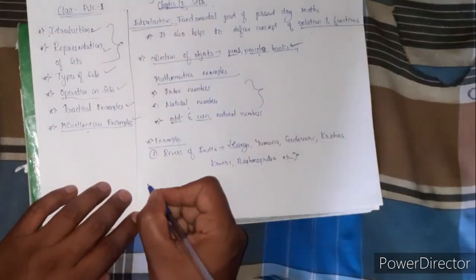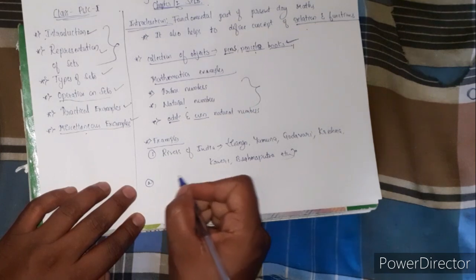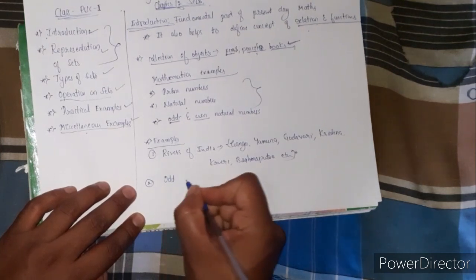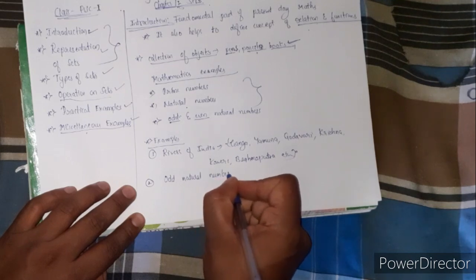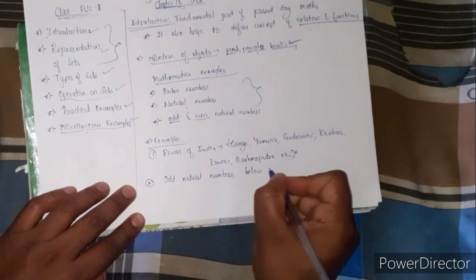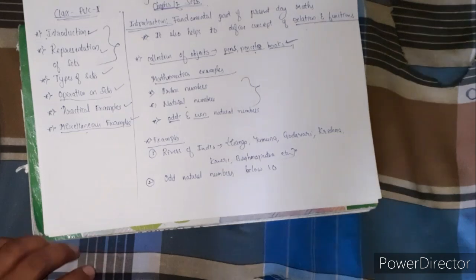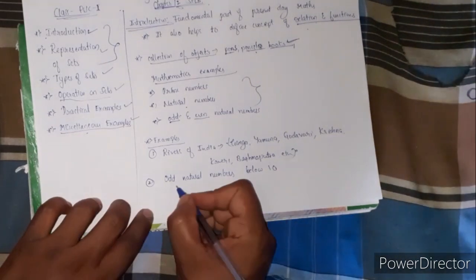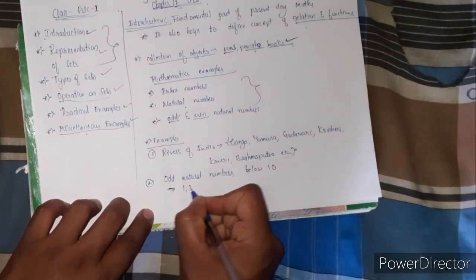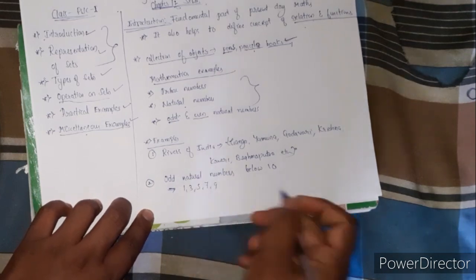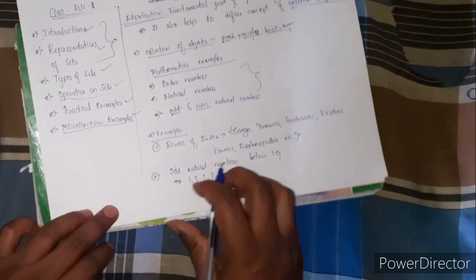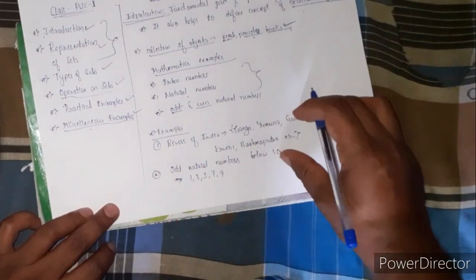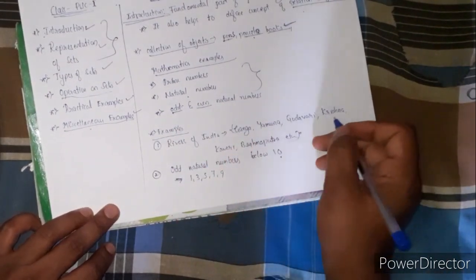Consider another example: odd natural numbers below 10. So 1, 3, 5, 7, 9. These are the numbers which are below 10. Consider these two examples here.